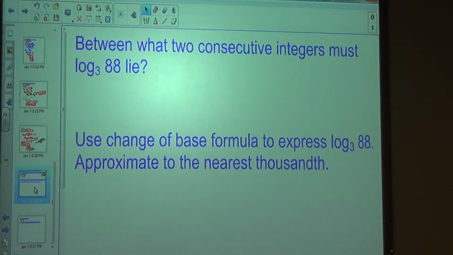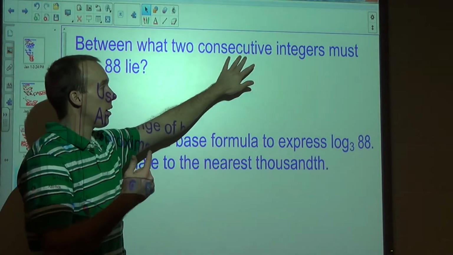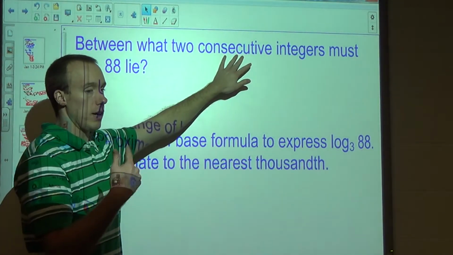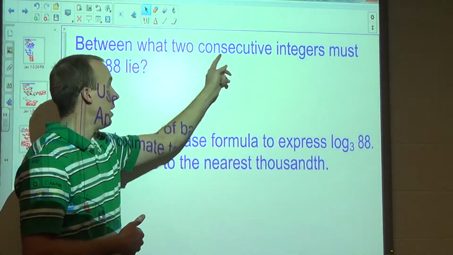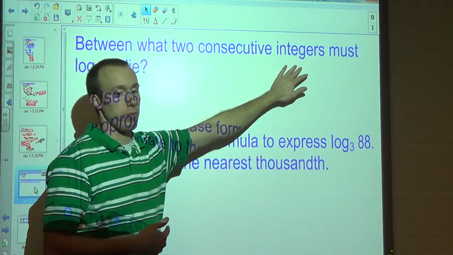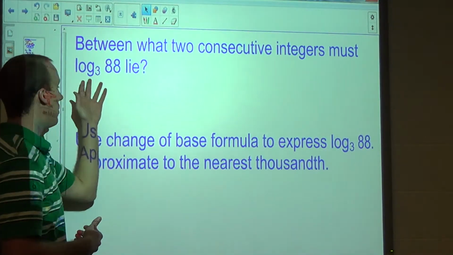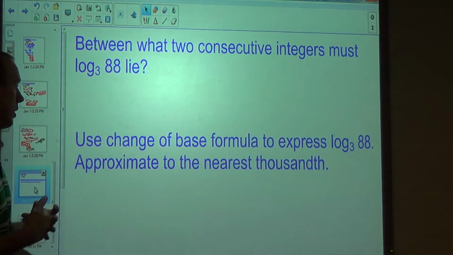Alright, another question on the test. Got two more, I think. Between what two consecutive integers, so what's the word consecutive mean? Consecutive, in order. In a row. Sequence right next to each other, right? So two numbers right next to each other that are integers, those are whole numbers. What's that answer going to be landing at?